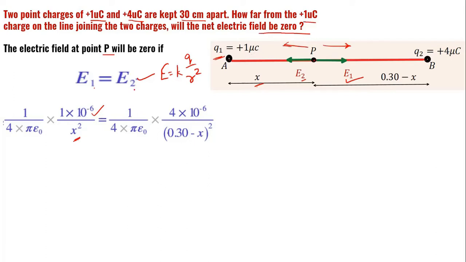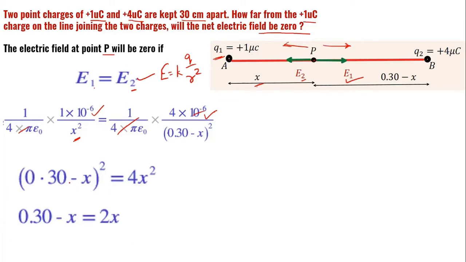Similarly, if we want to find the value of E2, same magnitude. So 1 upon 4 pi epsilon naught. Here E2 is due to the +4 microcoulomb, so we have converted it as 4 into 10 to the power -6 coulomb upon the separation between P and Q2, which is (0.30 minus x) whole square. Now on cancelling the like terms, we will get the next step, and on solving this, we will get this value.